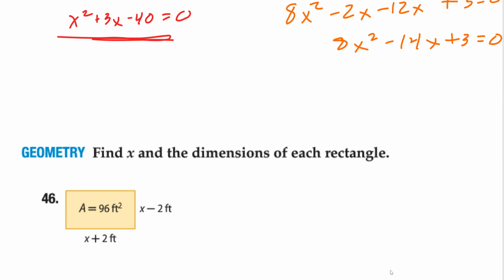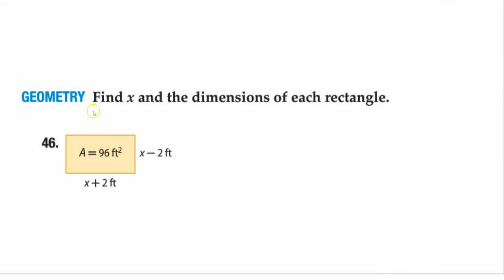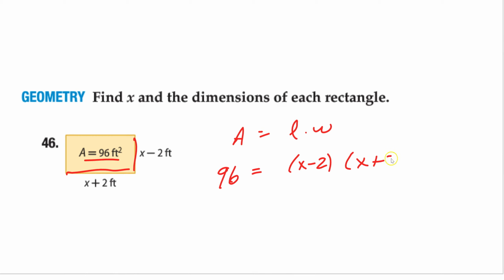One last one, and then we're done. I promise you. So here's this one. Find x and the dimensions of each rectangle. They tell you the area is 96. Remember the way you find the area of a rectangle? Length times width. And I have everything I need. The area is 96. The length is x minus 2. The width is x plus 2.